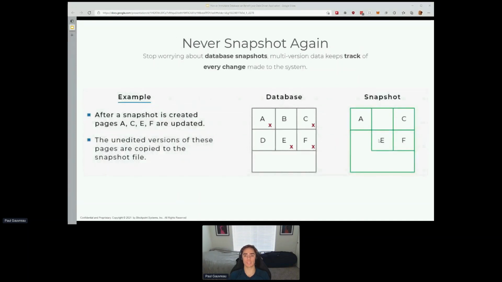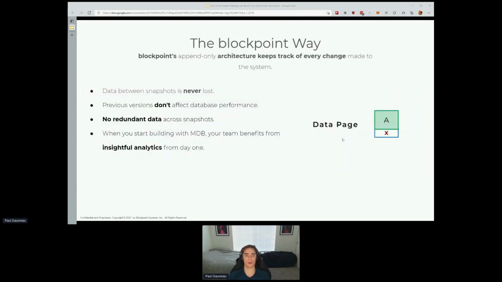Here's a basic illustration of snapshotting in traditional databases, right? These X's mark records that have changed. And then the snapshot is a replica of the page that just stores their previous value. So you'll see you get a lot of dead space and redundant use in this overhead that can cause performance problems.